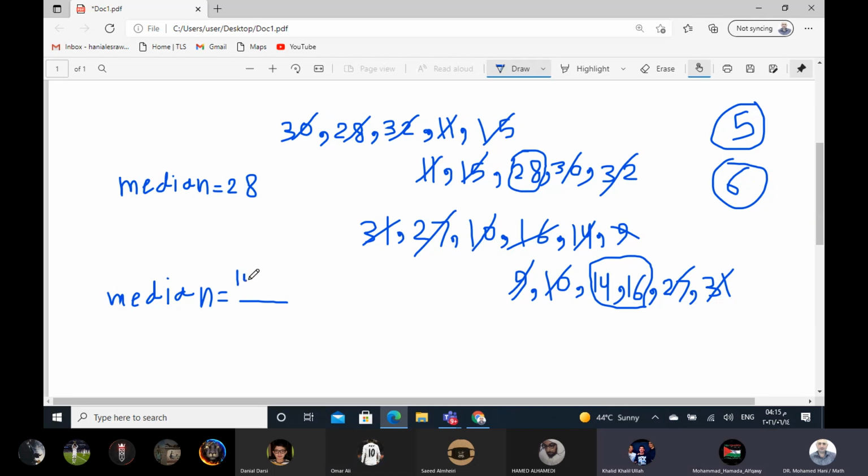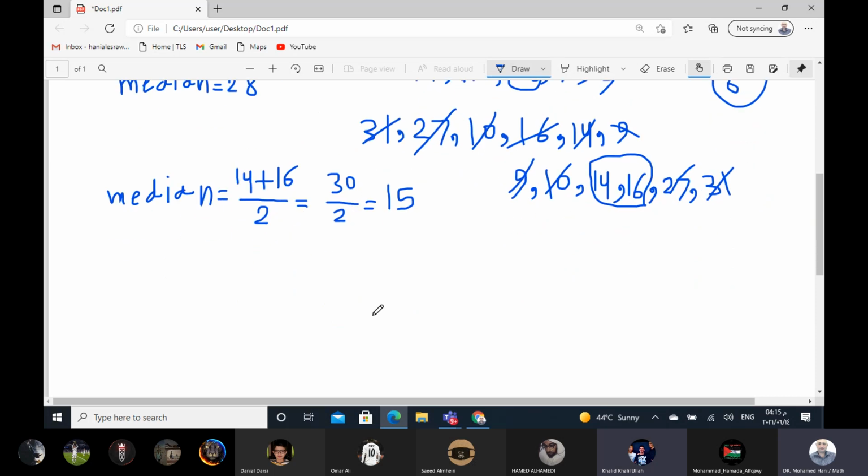So 14 plus 16, divide by 2. 30 divided by 2 will be 15. The median equals 15.